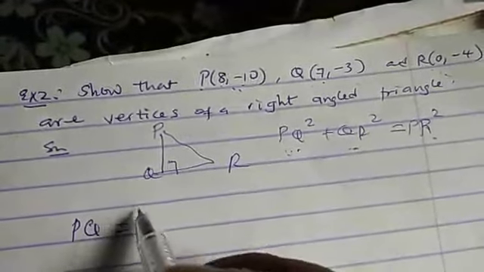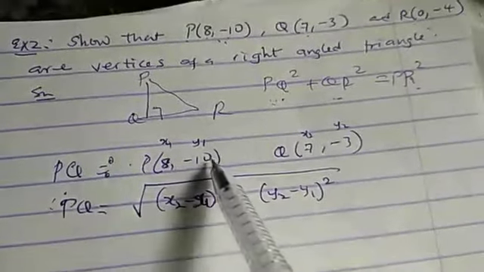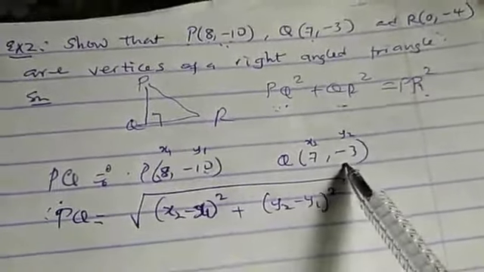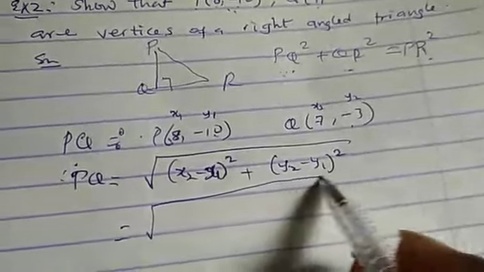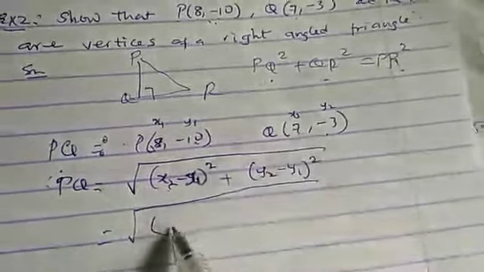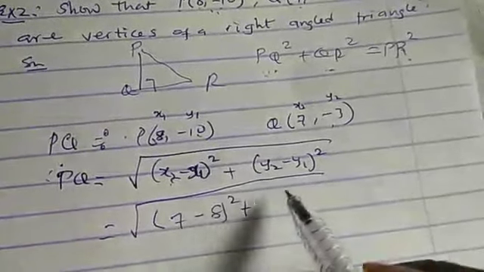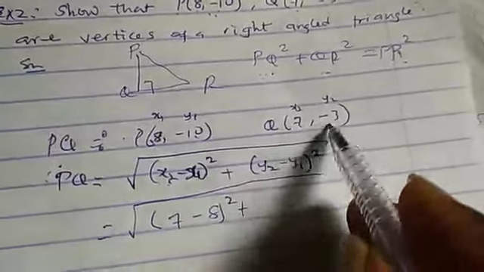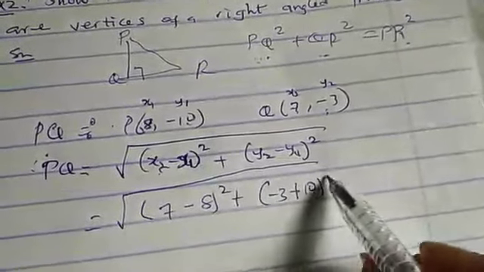PQ, our P. Now, let's pair PQ first. Our P is this and our Q is this. Then we use the formula for PQ. The formula is this. Our Q2, this is our S2. 7 minus S1. Our S1 is 8, all squared, plus Y2 minus Y1. Minus 3 minus Y1. Our Y1 is minus 10. So this will make it to be plus 10, all squared.